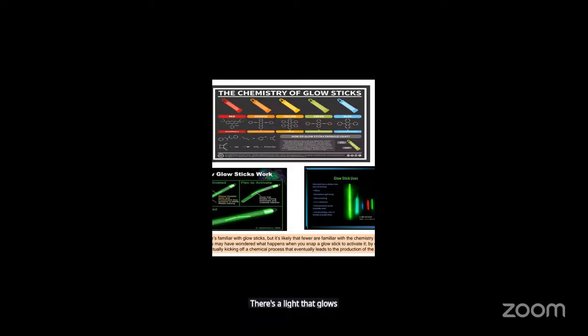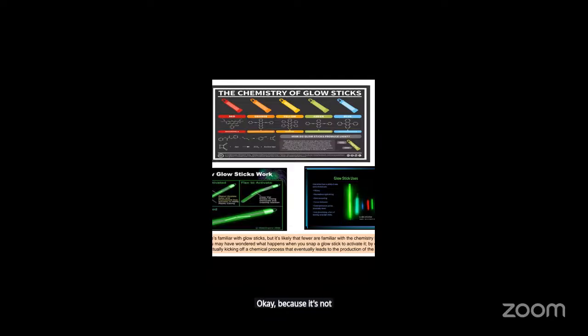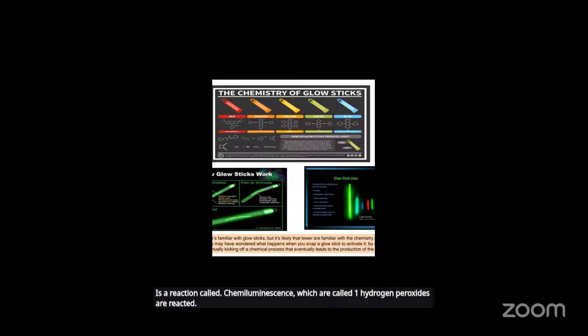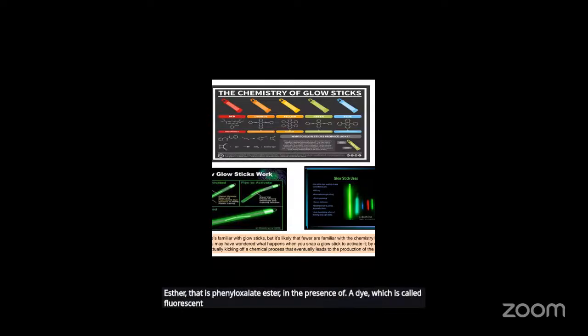Number one, we are always advised not to try the chemistry of glow stick at home, because it's not something you can try on your own, except you're a professional. Glow stick, in summary, is a reaction called chemiluminescence, which occurs when hydrogen peroxide reacts with ester, that is phenyl oxalate ester, in the presence of a dye, which is called fluorescent dye. Remember, it is that dye that brings about that fluorescence. That's why they call it fluorescent dye.